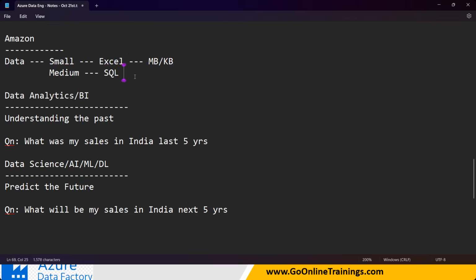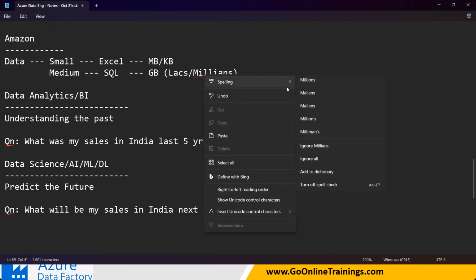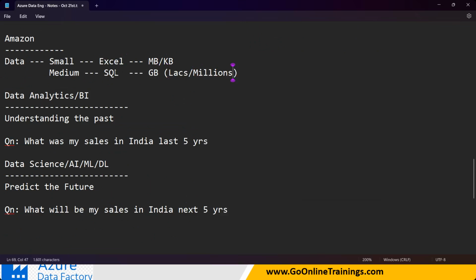When you have data available in GBs, I'm talking about every month you are getting lakhs of rows or millions of data. Clear? When you get millions of data, where will you keep all the data? All the millions of data will be stored in your SQL, or you can say you will be able to store this in the database management system or RDBMS systems.